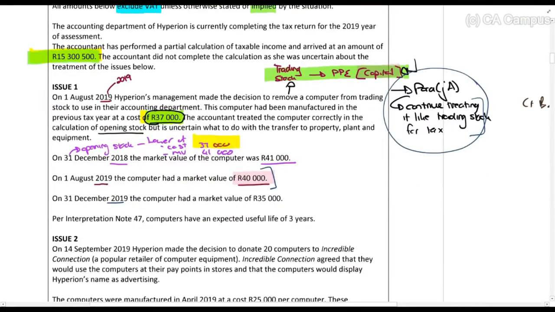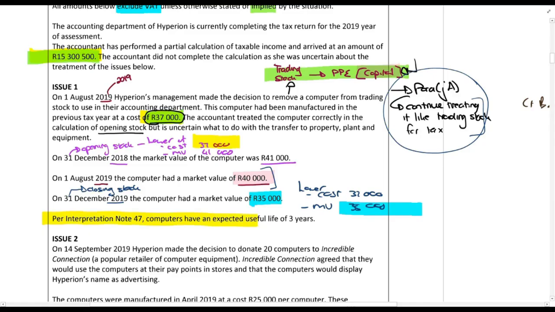Then at the end of the year, this is now the closing stock. Closing stock is the lower of cost, 37,000, or market value, which they give us here as being 35,000. So which one will we use? 35,000 rands. They then tell you over here, per interpretation note 47, computers have an expected useful life of 3 years. Now, why are they giving you that? Because of this possible treatment here.